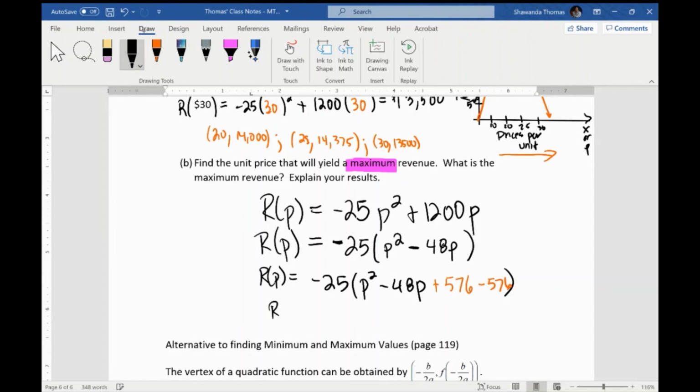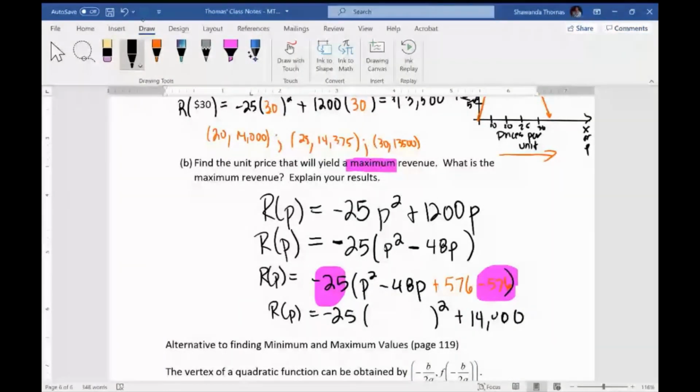Good. So that's R of p equals negative 25 times something squared. And then we're going to take something out. What are we taking out? Negative 25 times negative 576. What is it? Positive 14,400, right? Oh yes, you said 14,400. All right. And then here will be p minus what? Here's the trick. Find the square root of this number. 24. 24. All right.